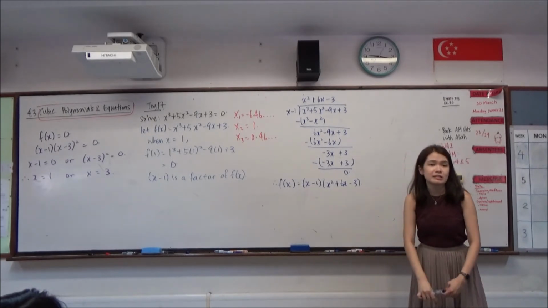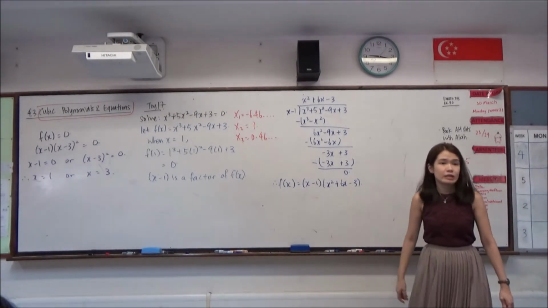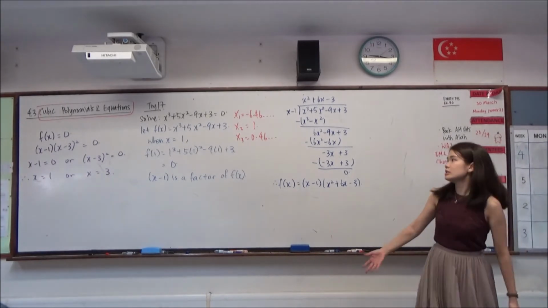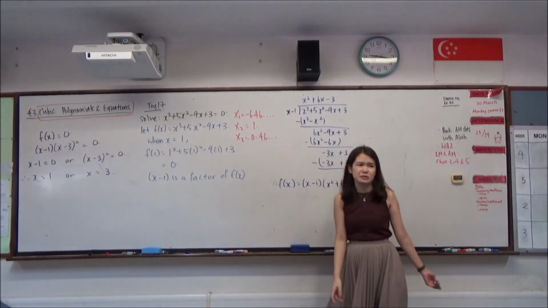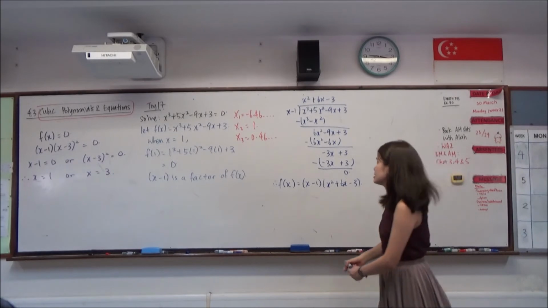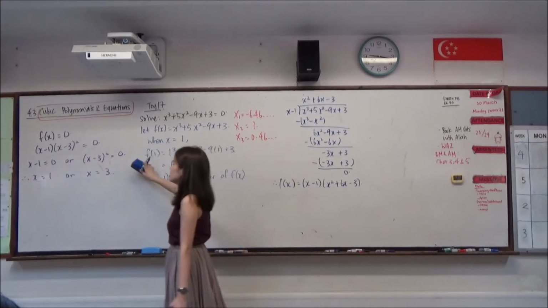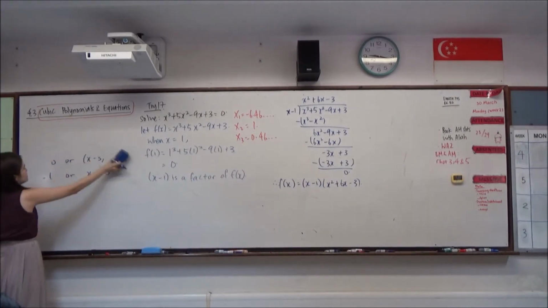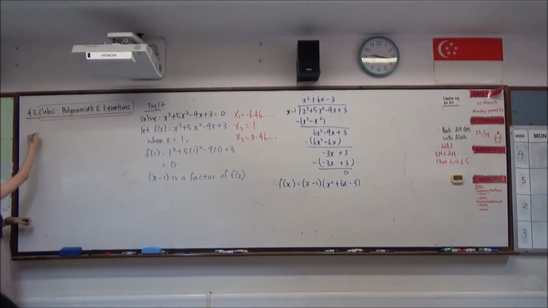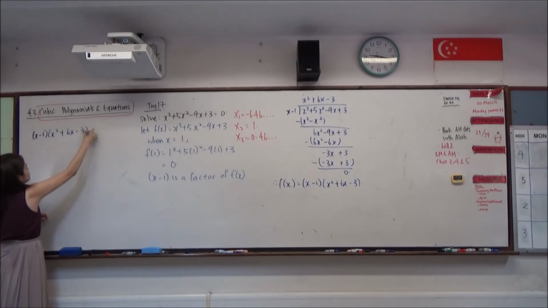Can x squared plus 6x minus 3 be further factorized? It can't be further factorized, because surely we know that we're going to get decimals. Then how do we go about solving in this case? The solving process remains the same. f(x) will be equal to 0. That will mean that (x minus 1)(x squared plus 6x minus 3) equals to 0.